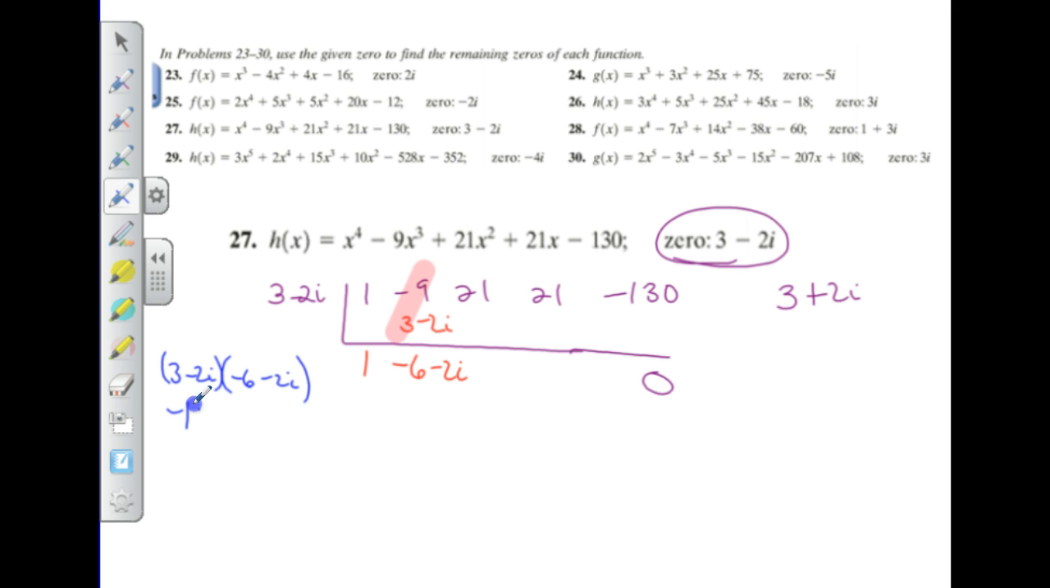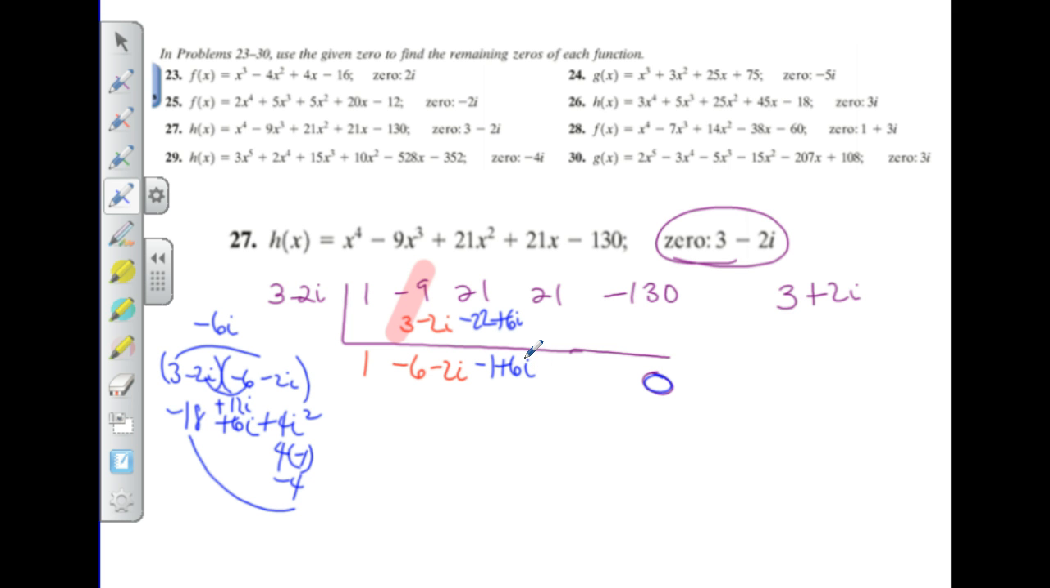My first term is negative 18. The outer is negative 6i. The inner is positive 12i for a total of plus 6i. And the last is negative times negative, which is positive 4i squared, which we know as 4 times negative 1, or negative 4, combining with the negative 18, is negative 22 plus 6i. I think that's right. We'll find out at the end if I don't get a 0. So negative 1 plus 6i is where I'm at.